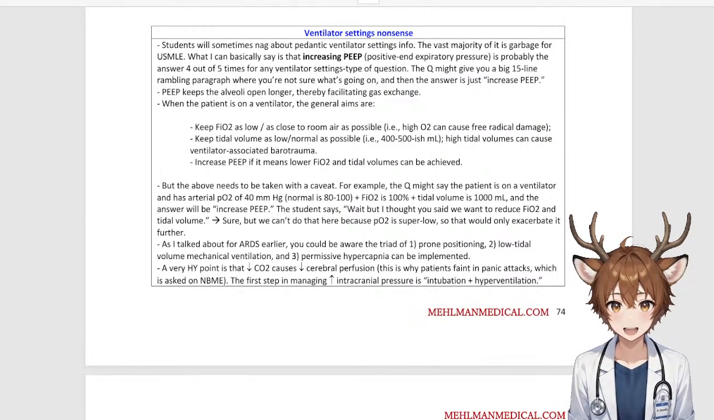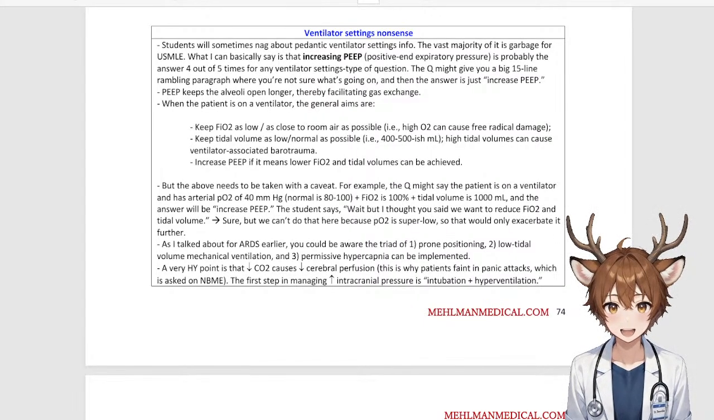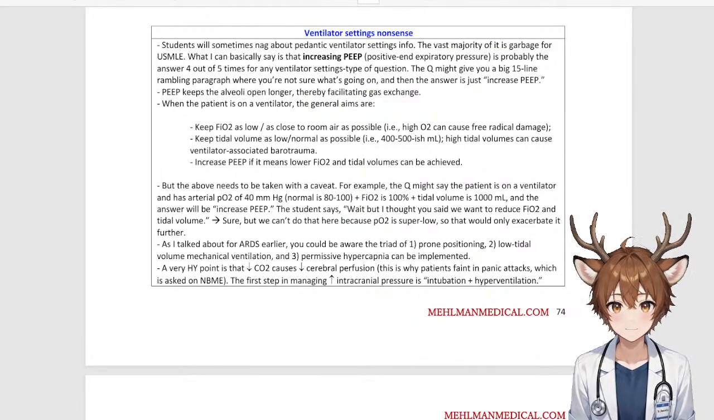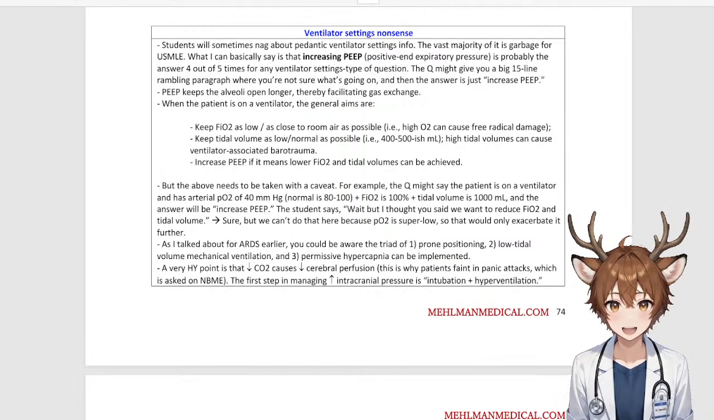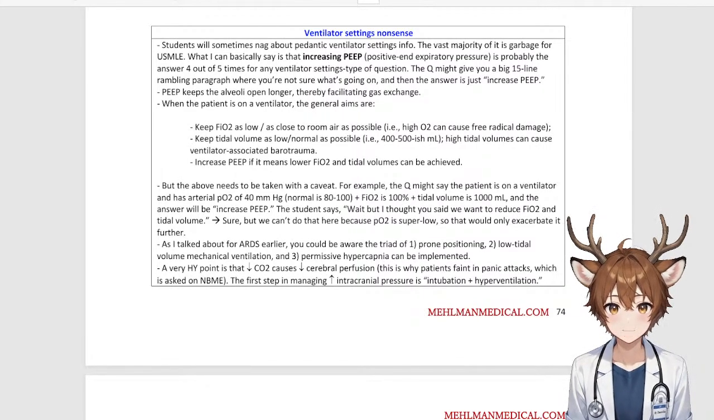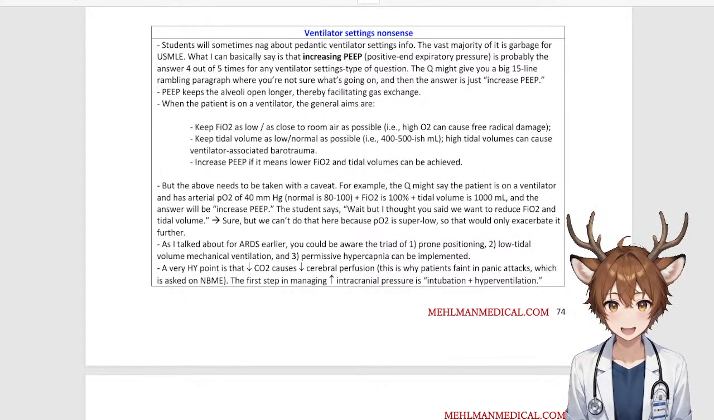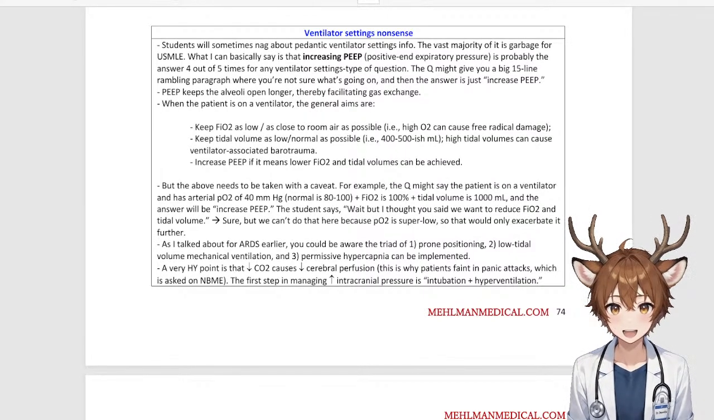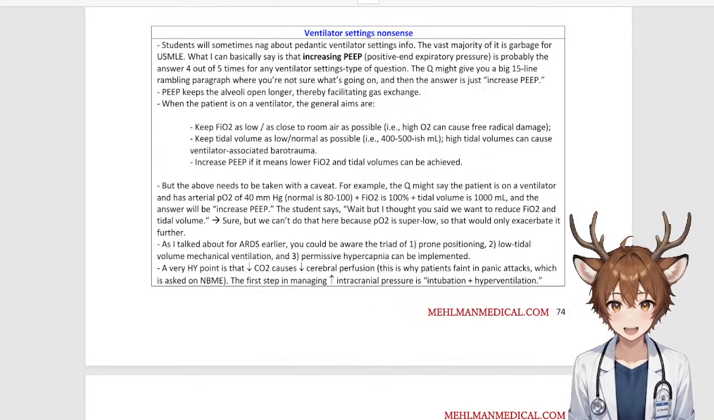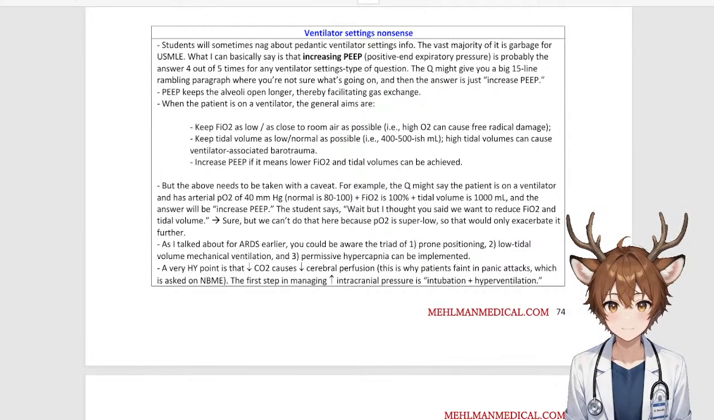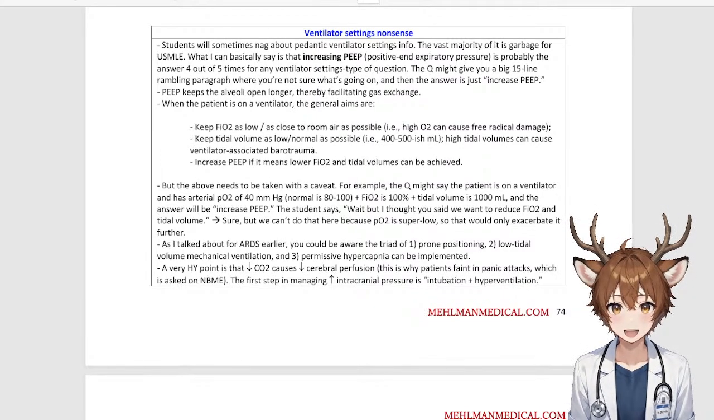Keep tidal volume as low or normal as possible, i.e. 400 to 500-ish milliliters. High tidal volume can cause ventilator-associated barotrauma. Increase PEEP if it means lower FiO2 and tidal volumes can be achieved. But the above needs to be taken with a caveat.